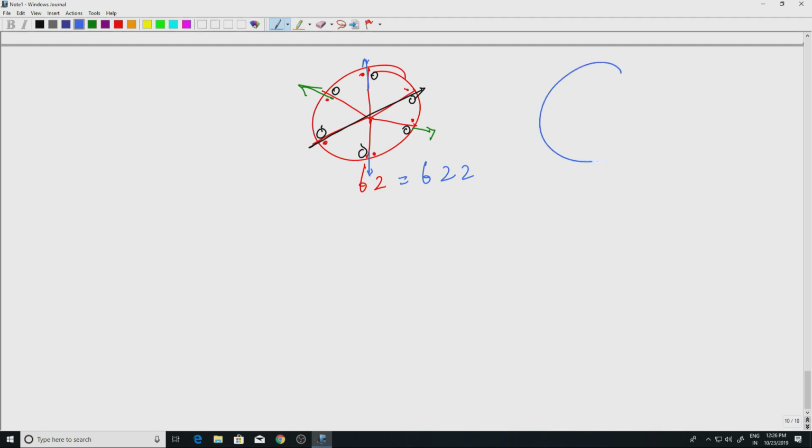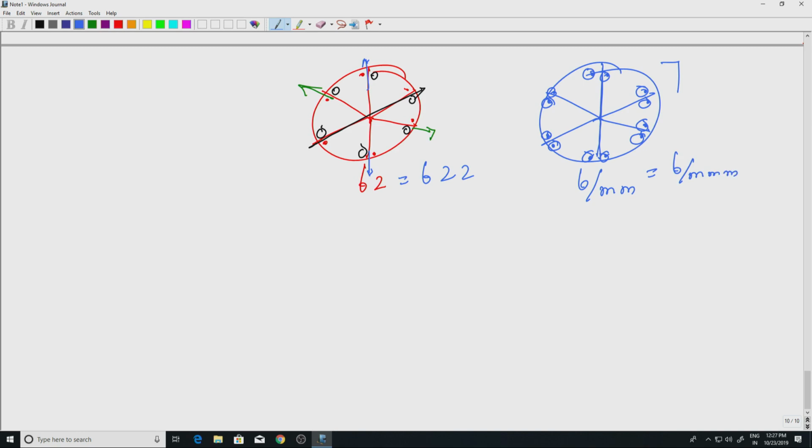The next one is 6 by mm. This is the 6th and this is the mirror. And the other mirror is here. So this becomes 6 by mm.